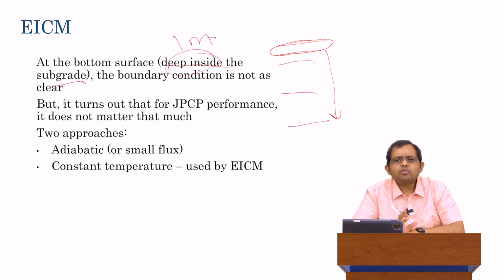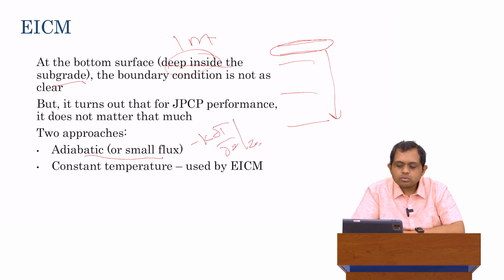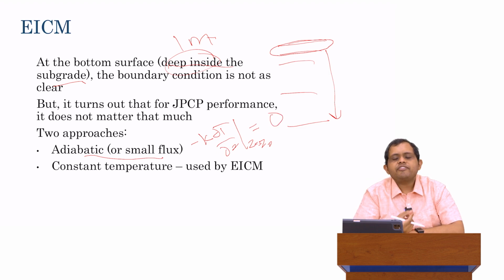There are generally two approaches which are used. They're not entirely made up. There is some good basis on where these two assumptions come from, but they're pretty simple assumptions. The two assumptions are an adiabatic or small flux assumption. Adiabatic basically says that the flux, minus del T over del Z, at Z equal to Z naught, so that's at the bottom of the pavement, we could say this value is equal to 0. That is, there is no exchange of heat very deep into the pavement. There is no exchange of heat between the pavement and the rest of the ground.